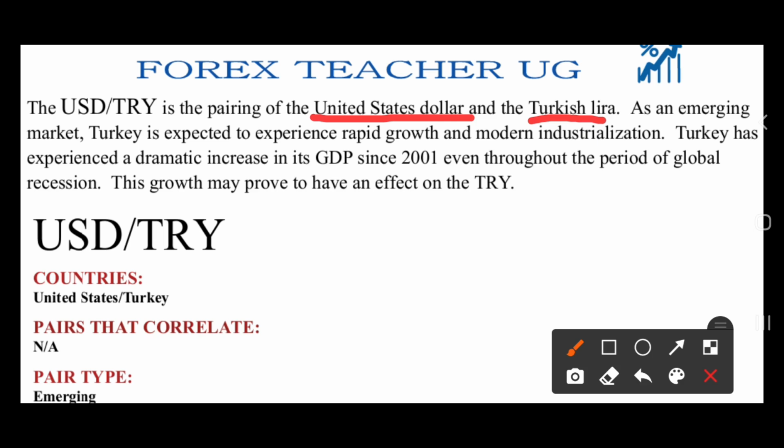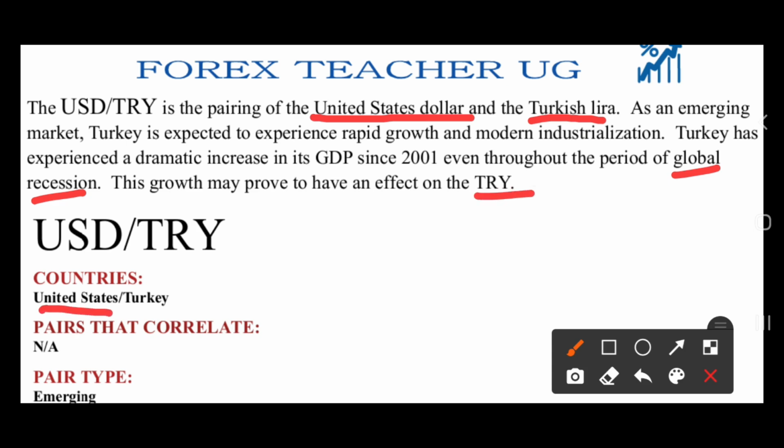So we have the USD TRY, which is the pairing of United States dollar and the Turkish lira. As an emerging market, Turkey is expected to experience rapid growth and modern industrialization. It has already started. Turkey has experienced a dramatic increase in its GDP since 2001, even throughout the period of global recession. That was 2008. There was another global recession in 2022, 2023, but still it is developing slowly. So this growth may have an effect on TRY.